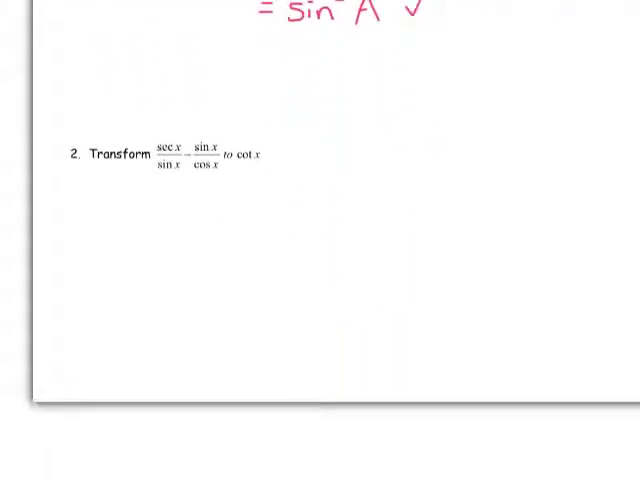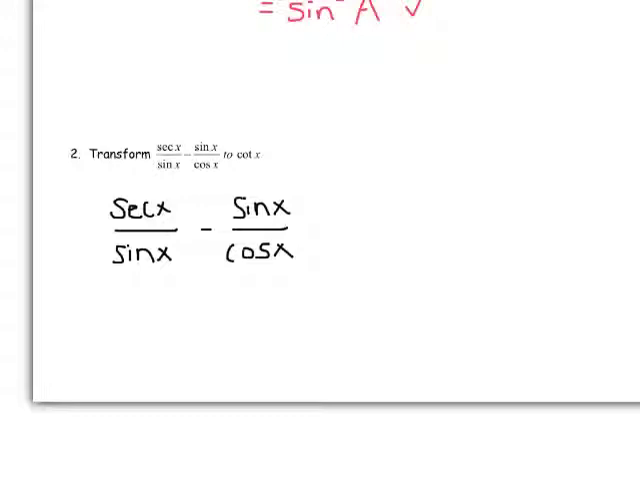Alright, transform secant x over sine x minus sine x over cosine x. So I'll start by rewriting the problem. Now, some people would do this in different ways. It really doesn't matter how you do this. So for instance, a lot of people would just say, well, I have fraction minus fraction. I need a common denominator. And if that's what you want to do for your first step, that's great.